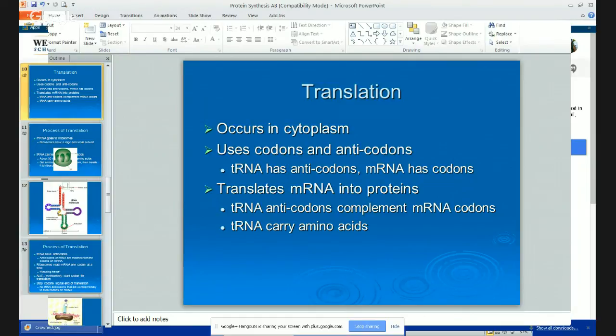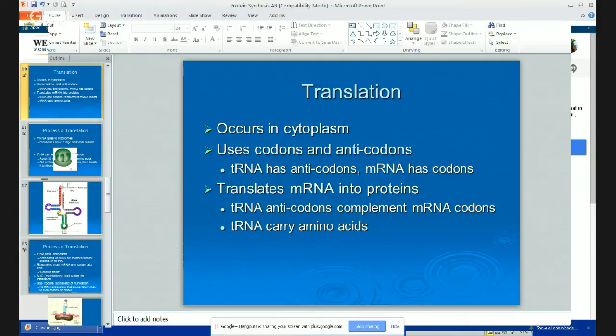So now we'll pick up with the second half of protein synthesis, which is translation. This occurs in the cytoplasm of your cell. We talked yesterday a little bit about codons. Those are those sequences of 3 bases on your messenger RNA. There's also going to be anticodons. I think I mentioned that yesterday.